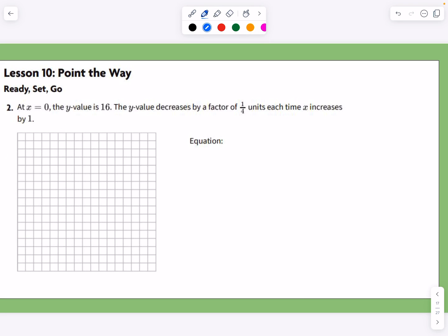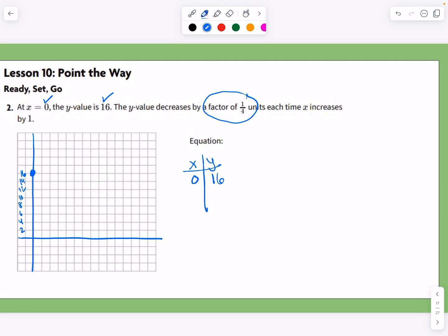Number 2, we draw our graph once again. I'll draw it here, and I'll put a line here. When x is 0, the y value is 16. So let's make these equal to 2. This will be 2, 4, 6, 8, 10, 12, 14, and 16. So when x is 0, y is 16. So that's my first little point. So 0 and 16.